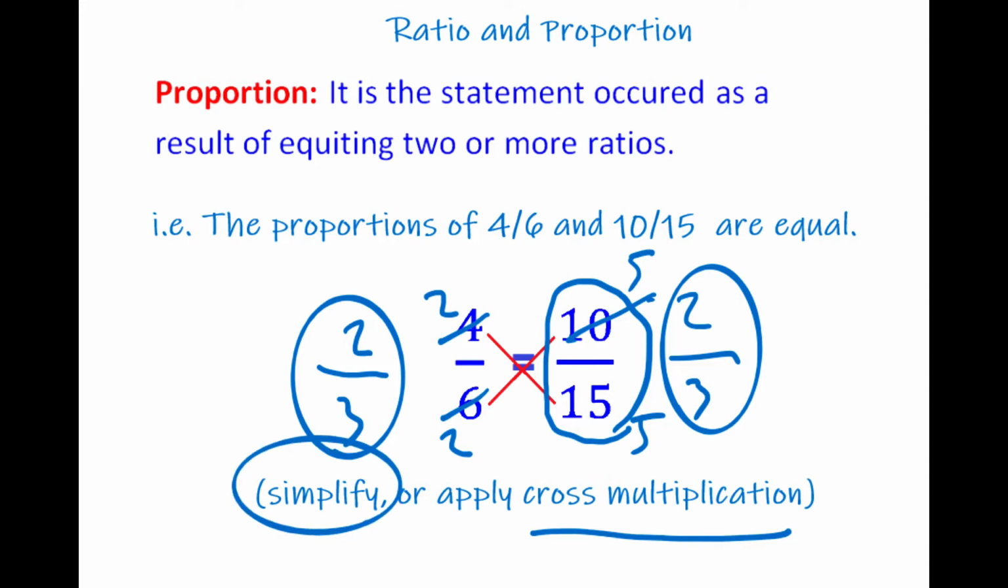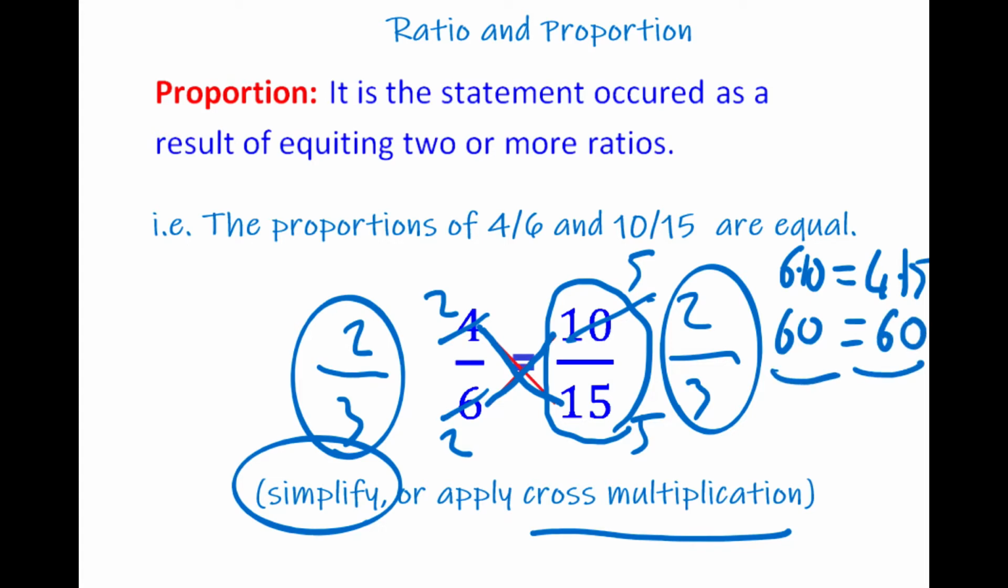Another way is we can apply the cross multiplication to see that they are equal to each other. Cross multiplication means 4 times 15 is equal to 6 times 10. So just let me write it here. 6 times 10 is equal to 4 times 15, guys. If you multiply 6 by 10, we're going to have 60 on the left, and on the right, if you multiply 4 by 15, then still we're going to have 60, guys.